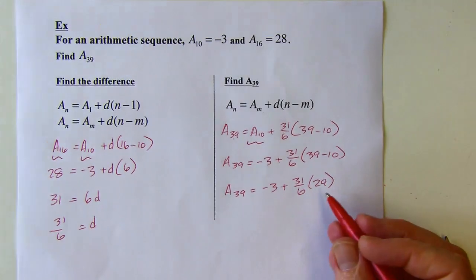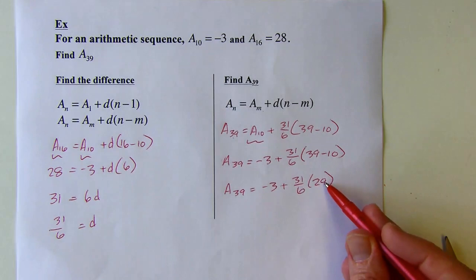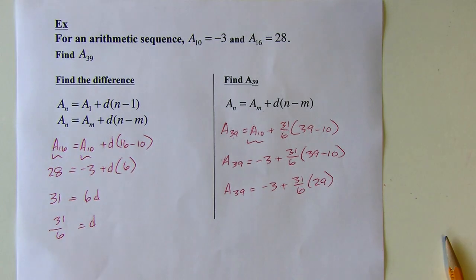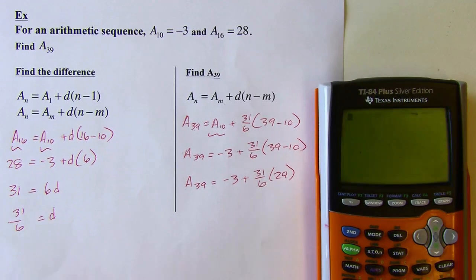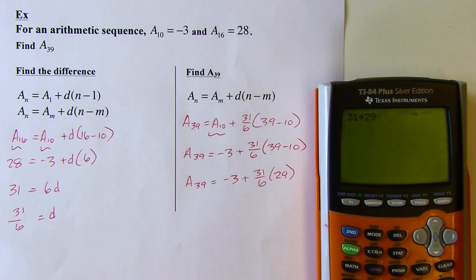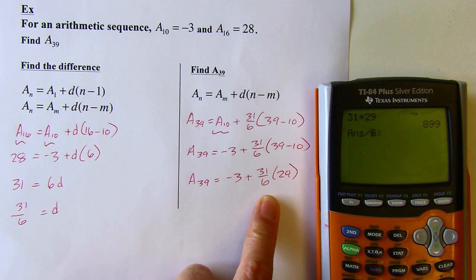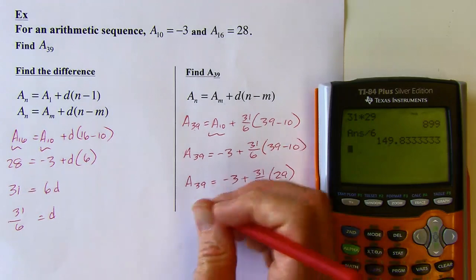Okay, and then in my calculator, I'm just going to do 31 times 29 and divide that by 6. 31 times 29 is 899. When I divide that by 6, well, I'll show you what I get. It's not going to be an integer here, but again, that just happens sometimes. Hopefully you can see that. 31 times 29, I'm dividing this by 6 after that, and I've got 149.83 repeating, okay?